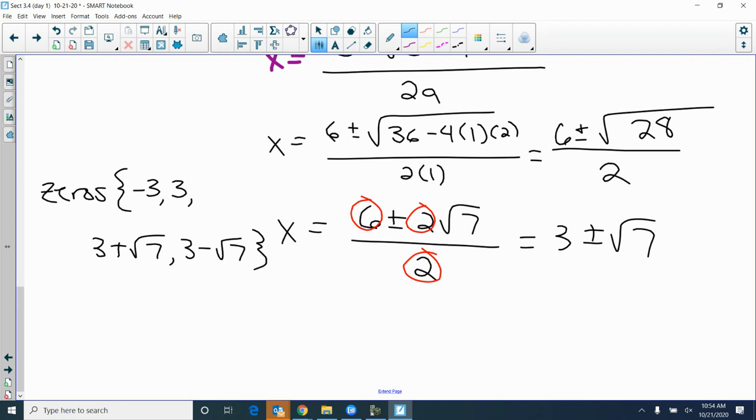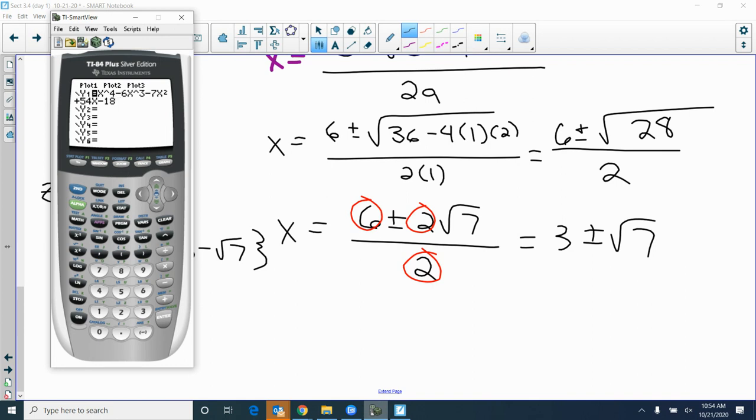Now, I asked you to graph it. So I got this here. I'm not sure what my window is. Let me go to Zoom 6. Okay, 3 plus square root of 7. Okay, that's a number. What number is that? 3 plus square root of 7. It's 5.65. Okay, that's where it's got to hit. So if you take a look at your graph, right there, that's 1, 2, 3, 4, 5. That's 5.65. Now let me make my window a little bit nicer.